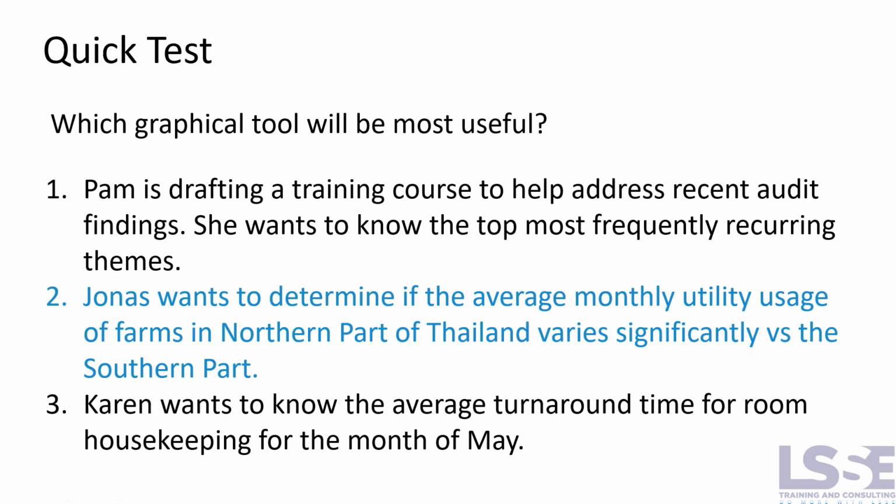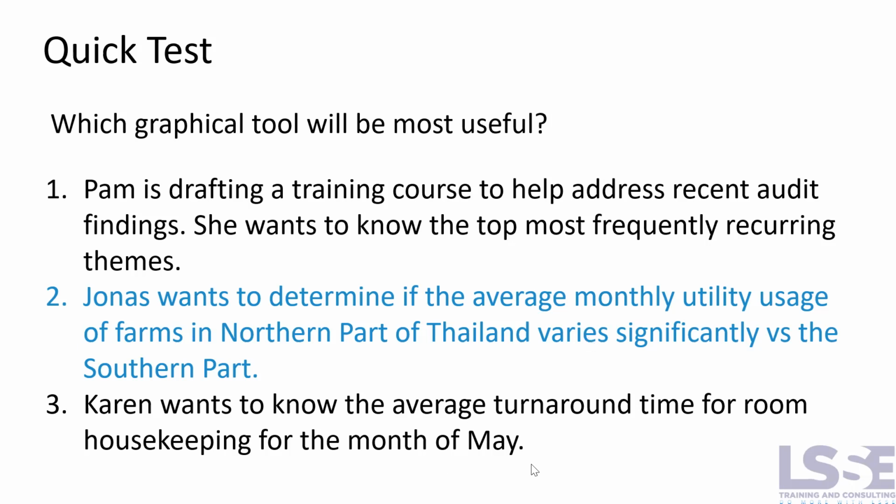So Karen wants to know the average turnaround time for room housekeeping for the month of May. So let's say she has lots of data, she has different rooms, and each room would have a turnaround time for housekeeping. What do you think will be a good tool for her? She wants to look at the turnaround time. Yes, correct, Twins. It's histogram.